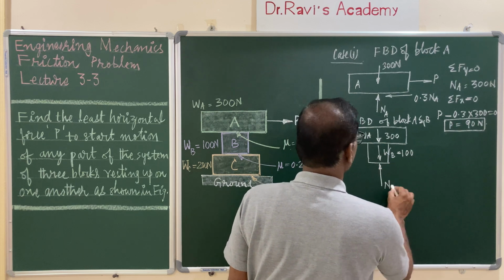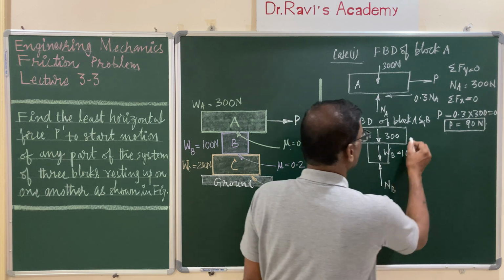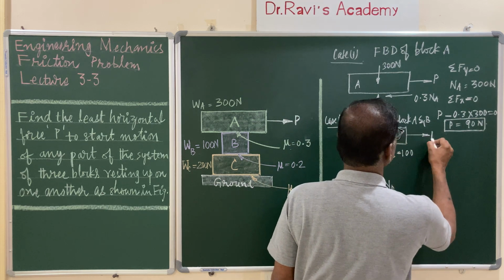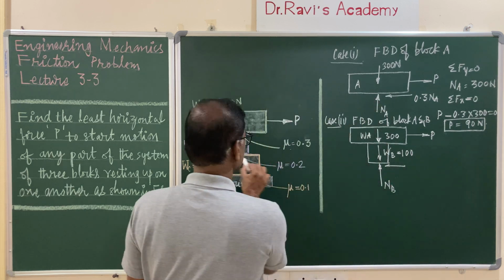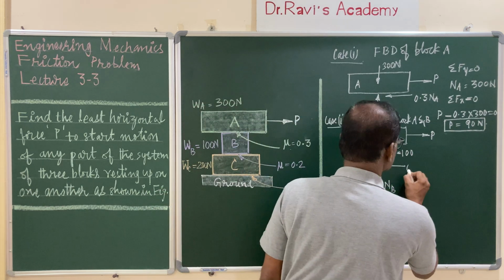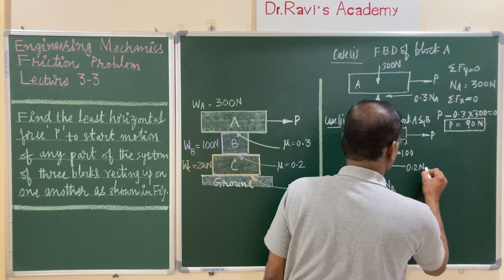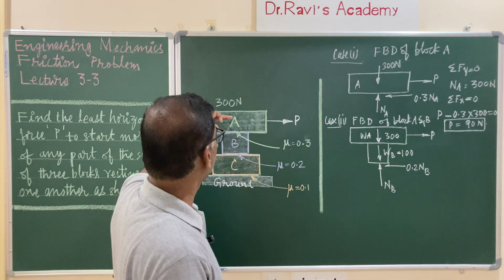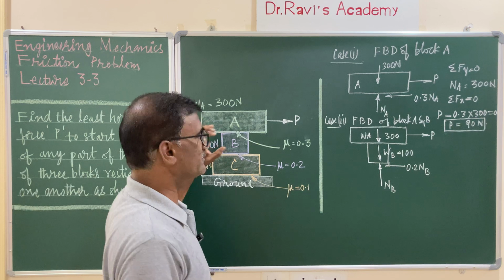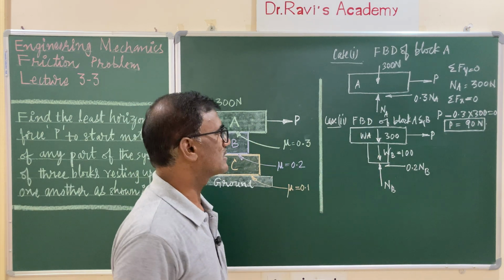Normal reaction on B, that is NB, and the external force to the right, that is P, and the frictional force. The coefficient of friction is given as 0.2, so it is 0.2 times NB. So this is the free body diagram of the two bodies A and B together, if it is moving in the direction of the external force.